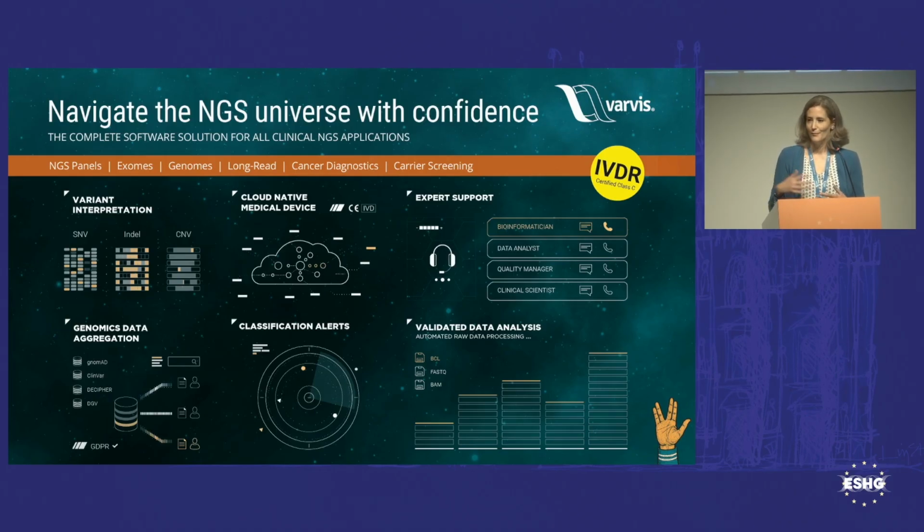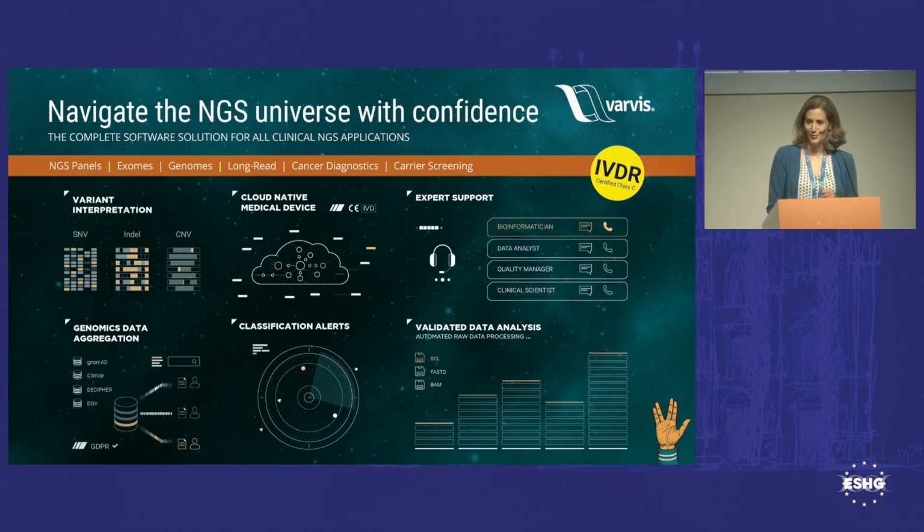Classification alerts means that for variants that are reclassified in ClinVar, you will receive a notification badge in varvis so that you can revisit these affected cases again. Raw data processing is automated and also validated, meaning that it's of proven analytical performance. And last but not least, we have expert support. So we have a very dedicated support team ready to answer all kinds of questions, ranging from IT to bioinformatics up to feedback on challenging cases and extraordinary variants. So all this is covered by the IVDR certificate so that you can navigate the NGS universe with confidence.